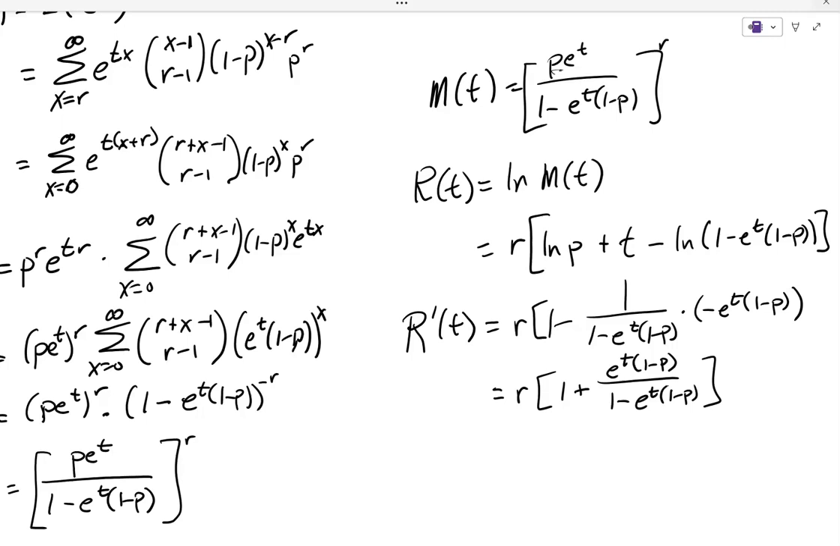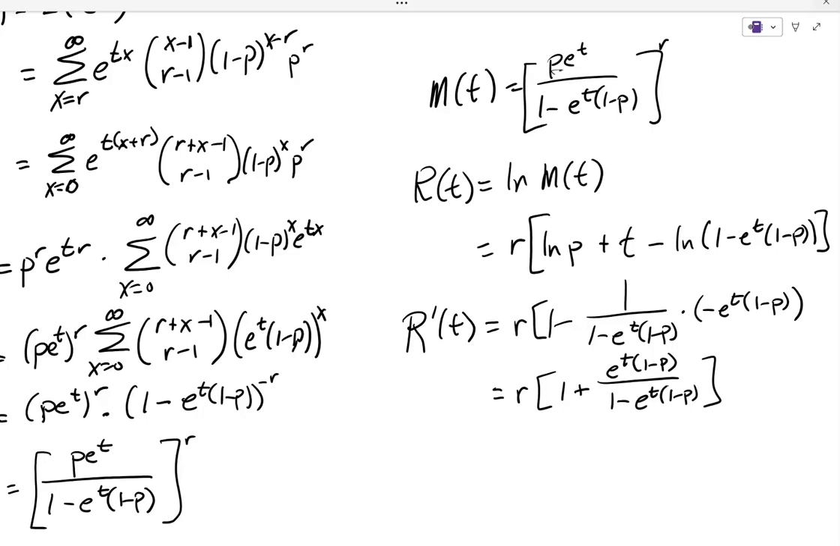No, the derivative of natural log of p is 0. Derivative of t is 1. There's a t in there too, right? Yeah. Derivative of that, you're right. Derivative of natural log of p is just 0 because the p doesn't have any t's in it. There's no t's in that first term.